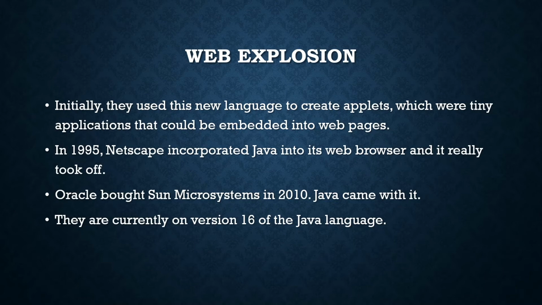In 2010, Oracle bought Sun Microsystems, and as a result, since Oracle owns the old company, they also got Java with it. And we are currently on version 16 of Java. And that's going to be important here in a little bit. When we go to install our software, what version do we want to get? We'll talk about that.